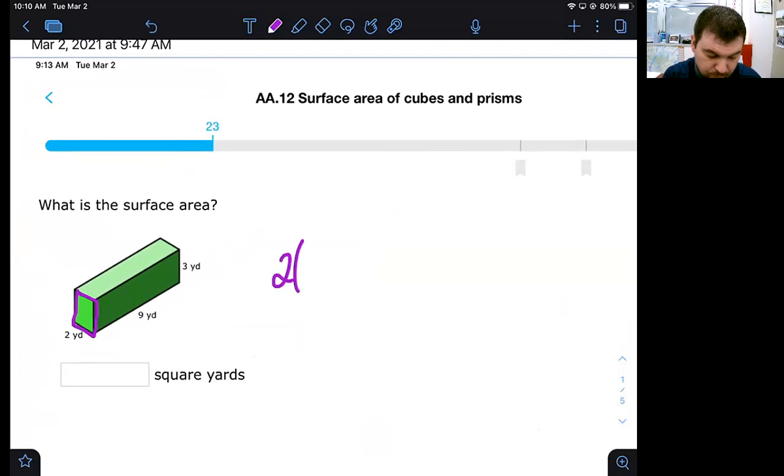There's 2 of them. There's a front and a back. The dimensions of those rectangles are 2 by 3. I know that's got to be 3, right? 3 yards. So 2 times 3 is 6. And if you double that, that's going to give you 12. So the front and back are both 6, but together they make 12.